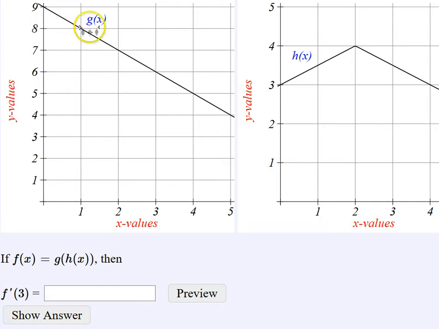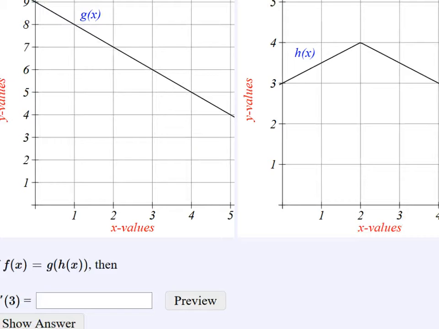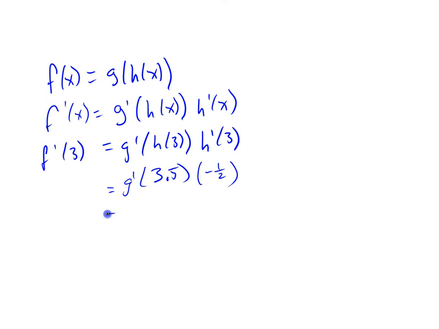Actually, this is a line. The slope is -1 everywhere. So anyway, 3.5, the slope is 1. No, -1. Slope is -1. So I'm going to come back over here and say g prime of 3.5 is -1. So I have -1 times -0.5 for a grand total of positive 0.5.